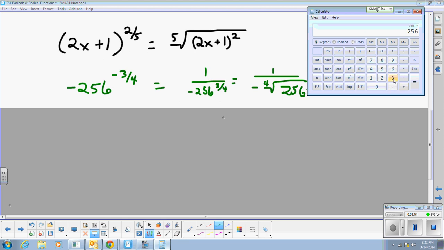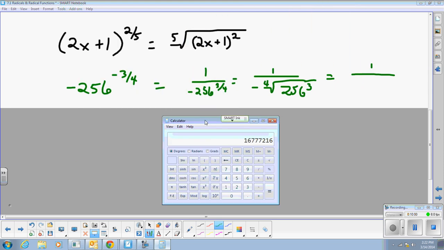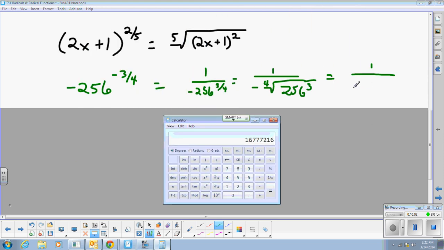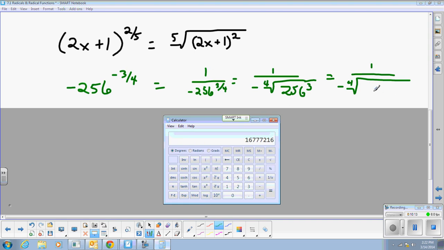So I tap that key. I tell it I want to cube it, so I have to have a 3. And then I hit equals. That is a large number. Very large number. I need to get my calculator out of the way. So now I need a negative 4th root. And I've got to bring this all the way up here. I need my calculator back because I don't have that number memorized.